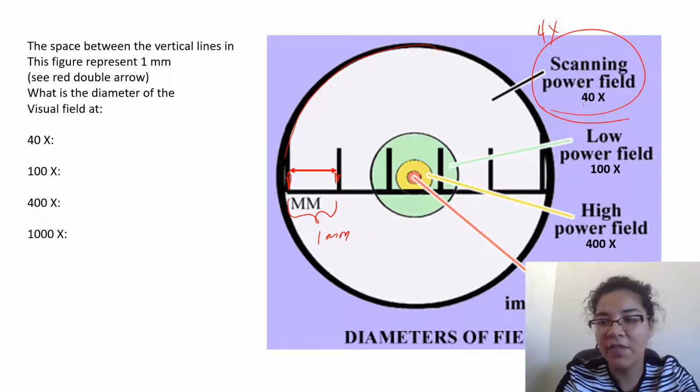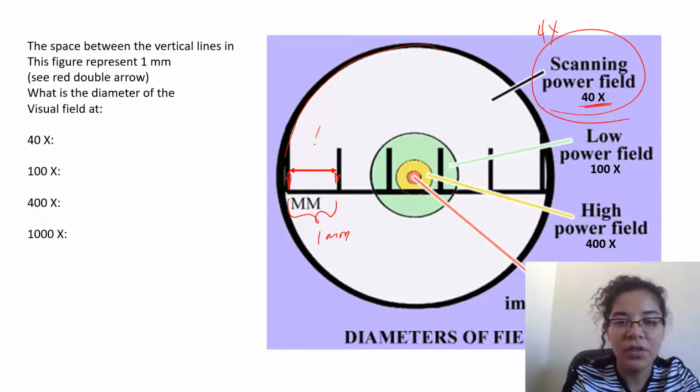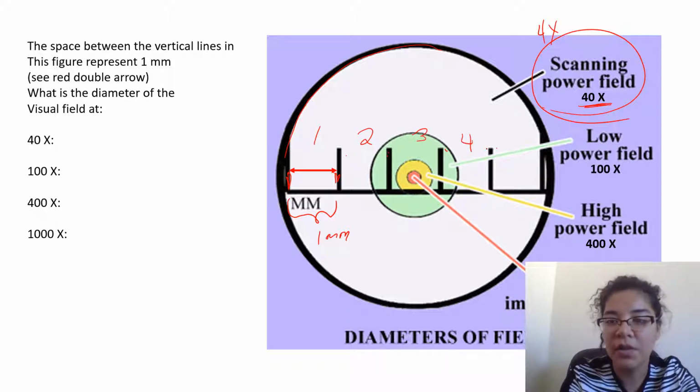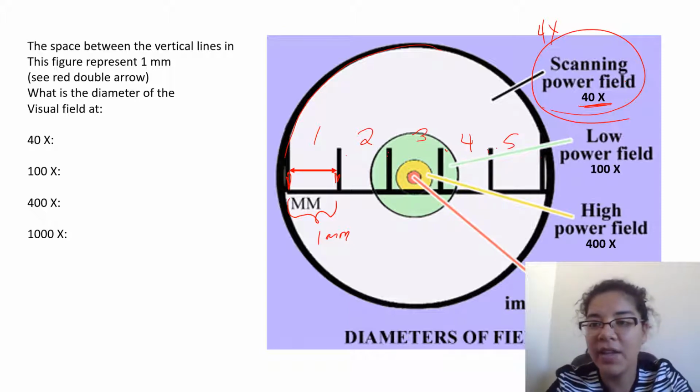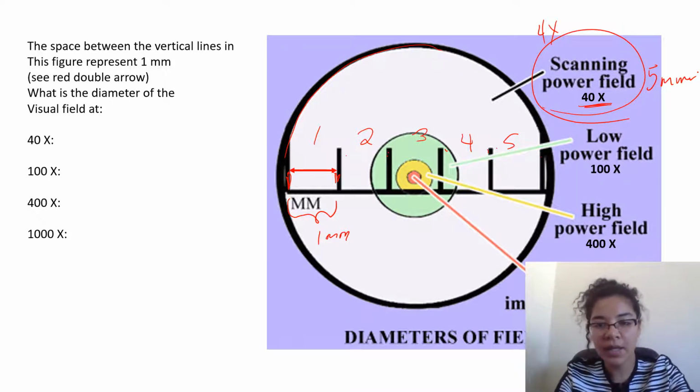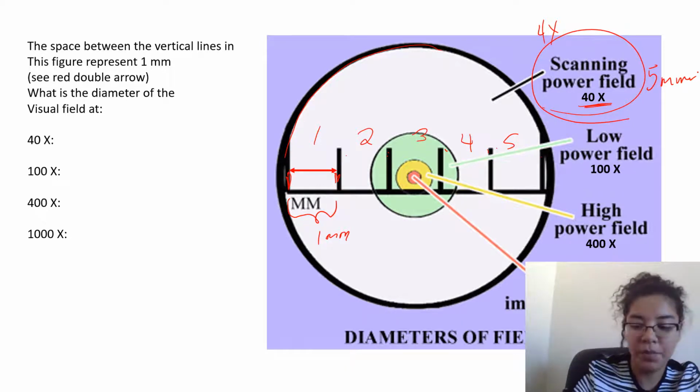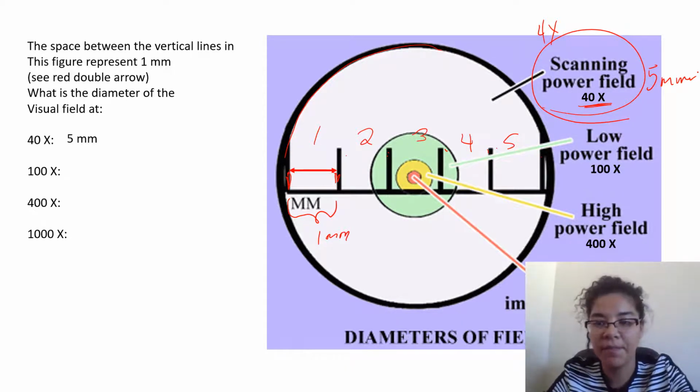So we could calculate the field at this magnification. So 1 millimeter, 2 millimeters, from here to here is 3, here to here is 4, here to here is 5. So the total field diameter for 40x, the scanning power, is 5 millimeters. Then we'll put 5 millimeters there.